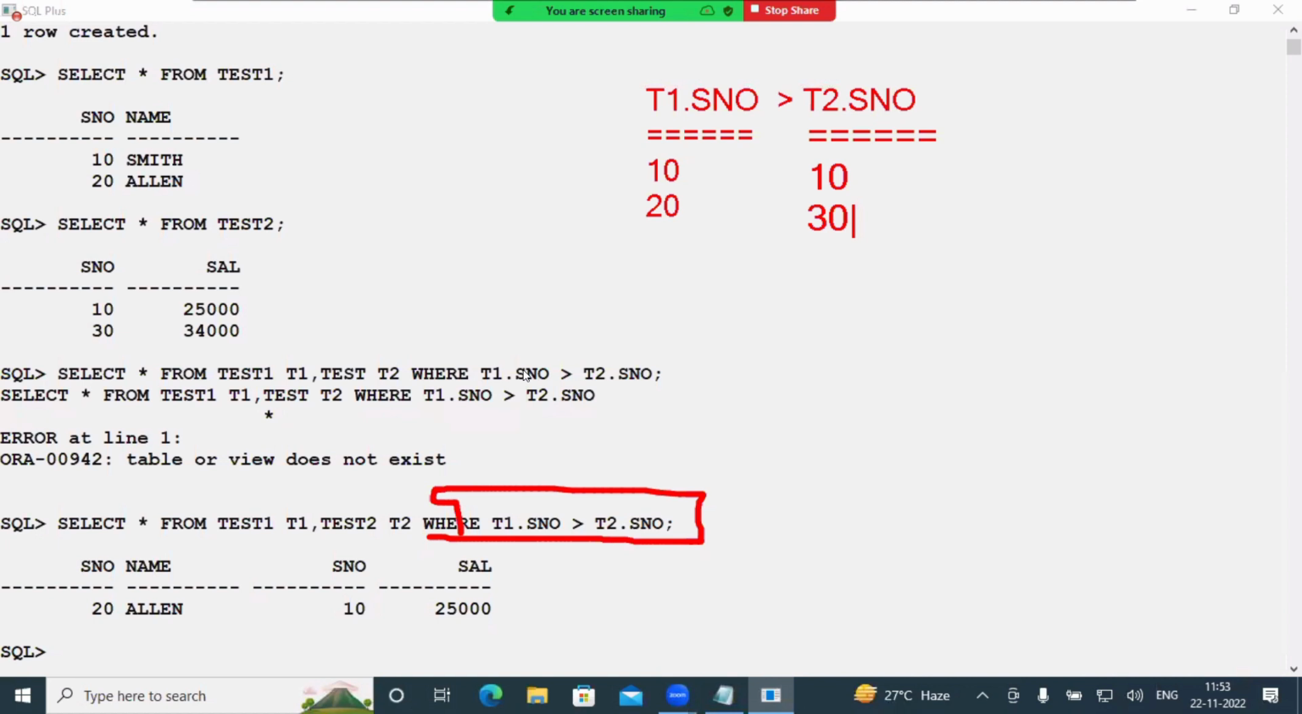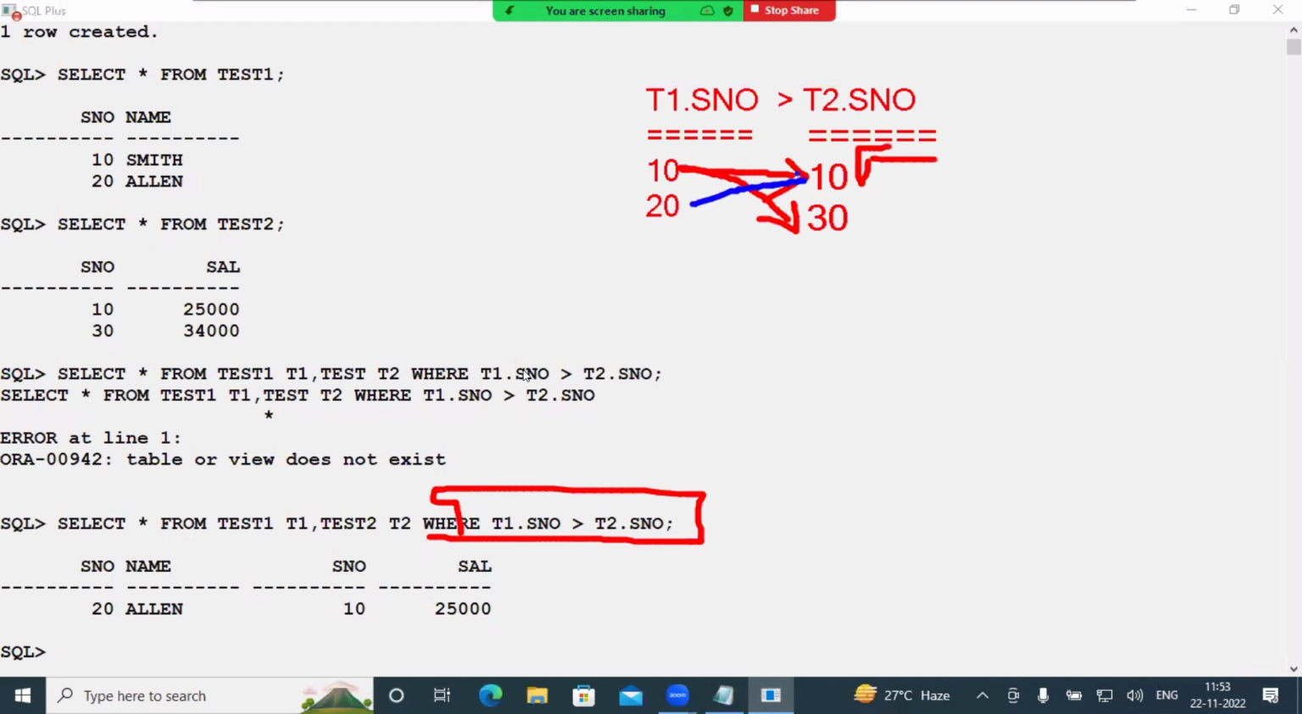And what I said, each and every row you need to compare. That is the rule of joins. And now as per compare here, which symbol? Greater than symbol. Now tell me, 10 is greater than 10, condition true or false? Condition false. Next, 10 is greater than 30, condition true or false? Condition false. So there is nothing here.